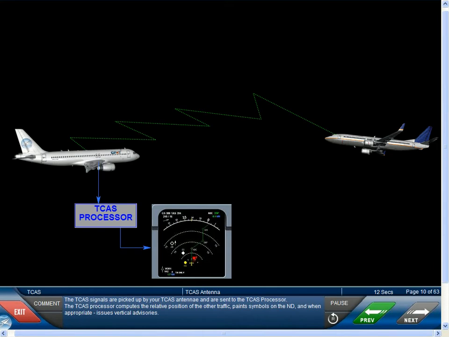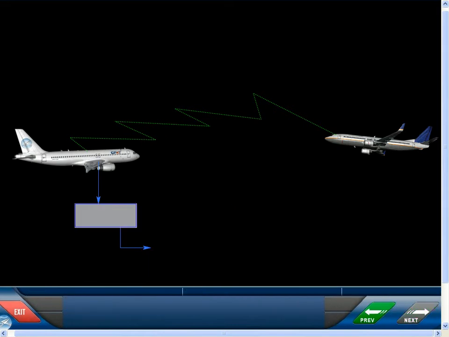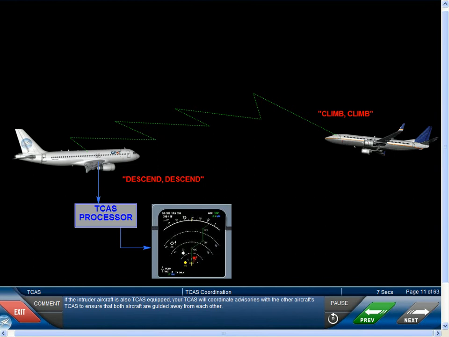The TCAS signals are picked up by your TCAS antenna and are sent to the TCAS processor. The TCAS processor computes the relative position of the other traffic, paints symbols on the ND, and when appropriate, issues vertical advisories. If the intruder aircraft is also TCAS equipped, your TCAS will coordinate advisories with the other aircraft's TCAS to ensure that both aircraft are guided away from each other.